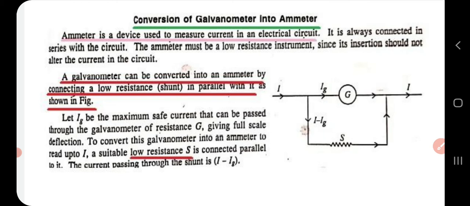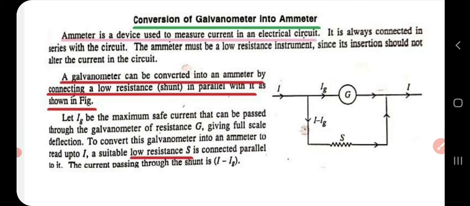It is always connected in series with the circuit. The ammeter must be a low resistance instrument. So it is just enough to study this sentence. That is, an ammeter is a device used to measure current in an electric circuit.